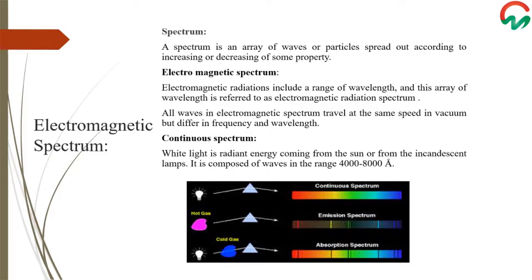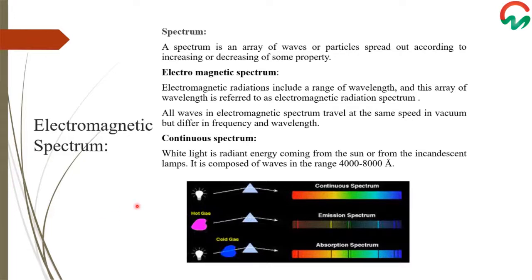Before going into the electromagnetic spectrum, we need to know the concept of spectrum. Spectrum is an array of waves or particles that spread out according to the increasing or decreasing of some property. Electromagnetic spectrum: electromagnetic radiation includes a range of wavelengths, and this array of wavelengths is referred to as the electromagnetic radiation spectrum. All the waves in the electromagnetic spectrum travel at the same speed in vacuum but differ in frequency and wavelength. On the other hand, a continuous spectrum is formed by the light radiant energy coming from the sun or from incandescent lamps. It is composed of waves in the range of 4000 to 8000 angstrom.